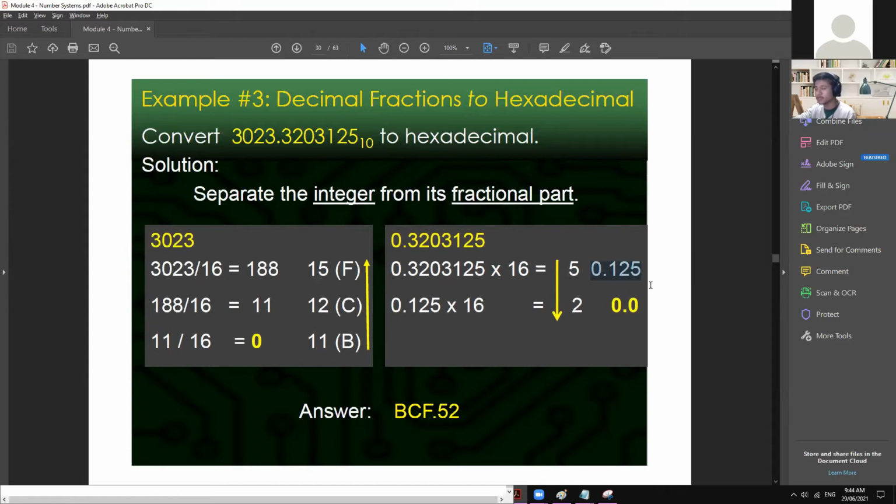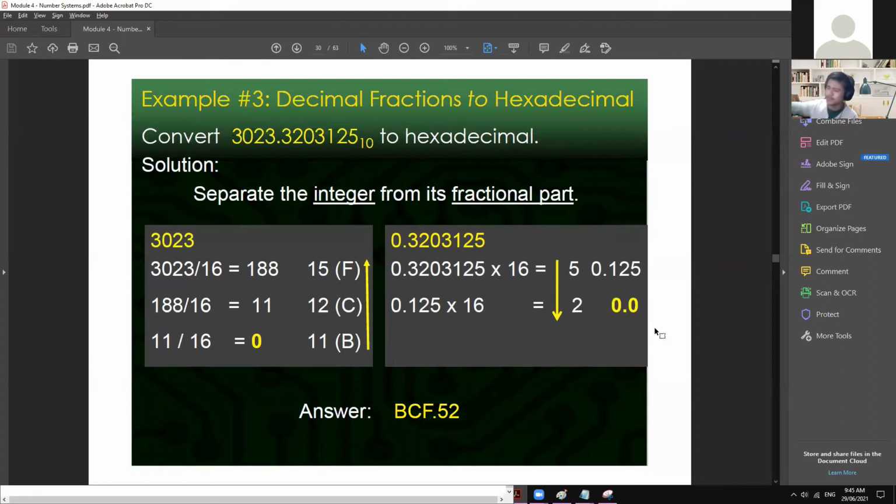Just to get this one again, 0.125 times 16, you'll get exactly 2. Remainder 0, or fraction part 0 rather, not remainder. Once this one is already 0, then you can start reading the integer part from top to bottom. So it's 0.52. Then you can combine them as 1BCF.52.